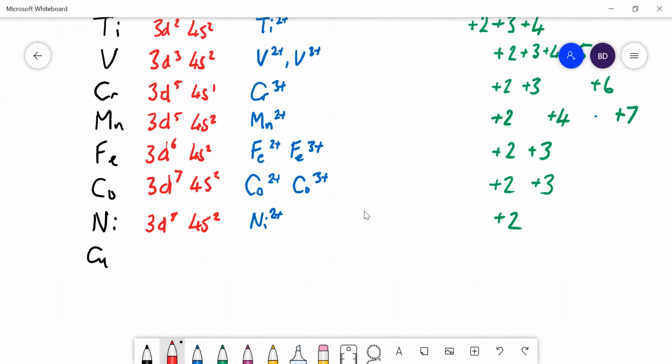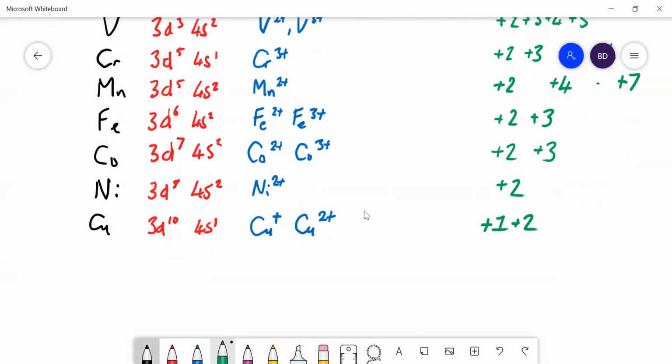Copper, this is a funny one, 3d10 4s1. Copper does form the Cu2+ ion, which we are very familiar with, but also the less familiar Cu+ ion, but you come across that in Fehling's. +1 oxidation state. Copper's common oxidation states are then +1 and +2. Occasionally it can form +3, but we won't worry about that. And then we get on to the last one in the block, zinc.